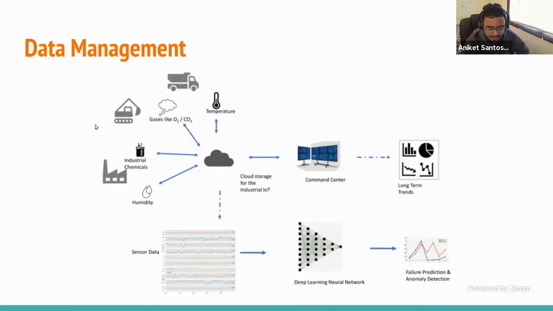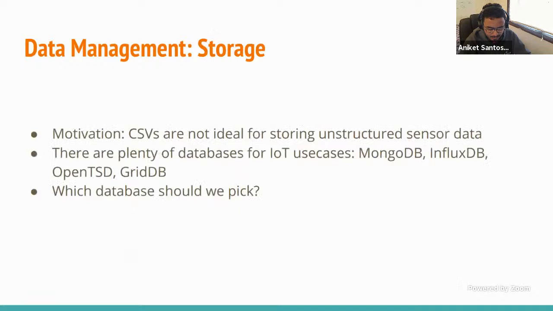In this case, we are just abstracting out the protocols part, because now we know how these devices talk to each other and how they collect data. So it's now all about how we process data. And even before that, we should think about how we should store sensor data. So this might be pretty contradictory, but CSVs are not ideal for storing unstructured sensor data.